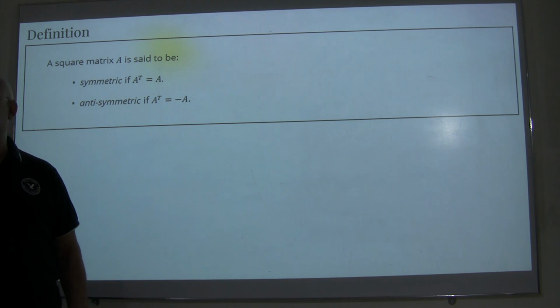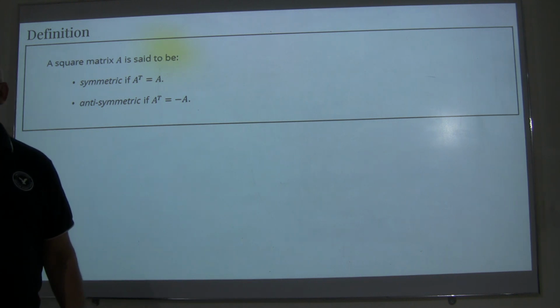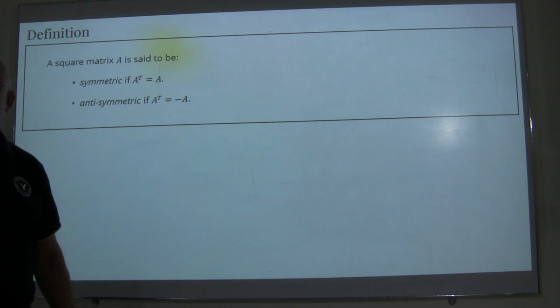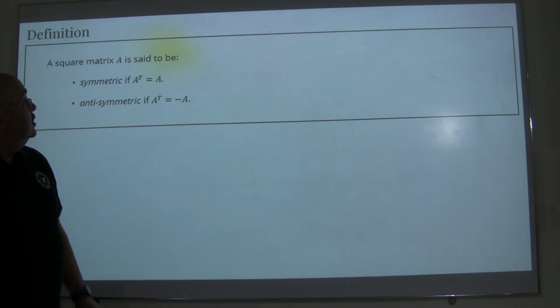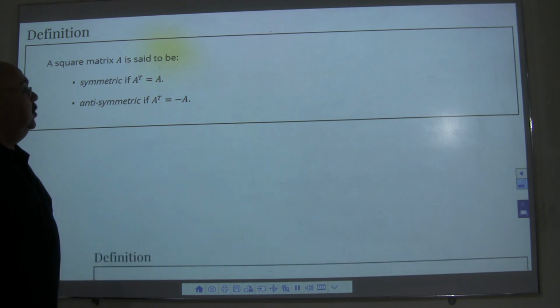You lost. Okay, Rami, after I finish this, please do. I will go through it with you. Okay? We will write it. Symmetric okay, anti-symmetric okay. Okay.